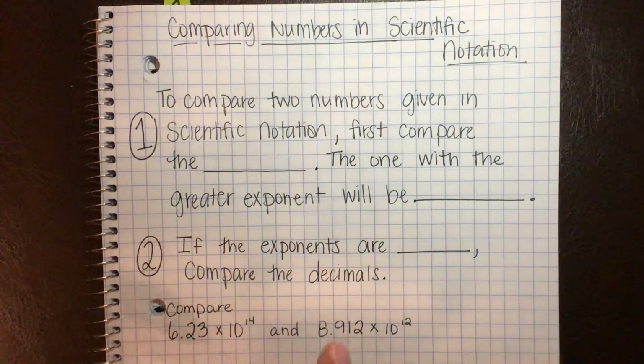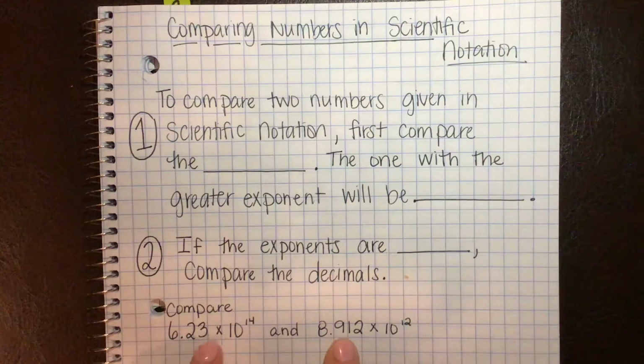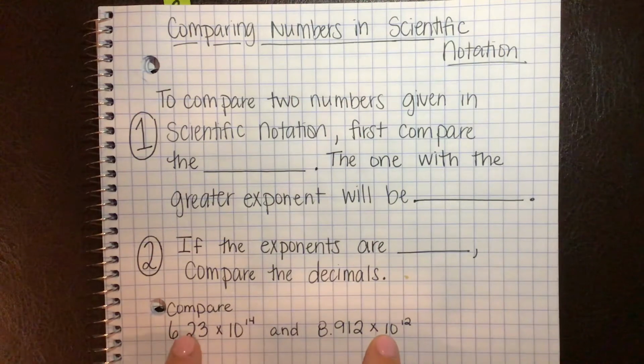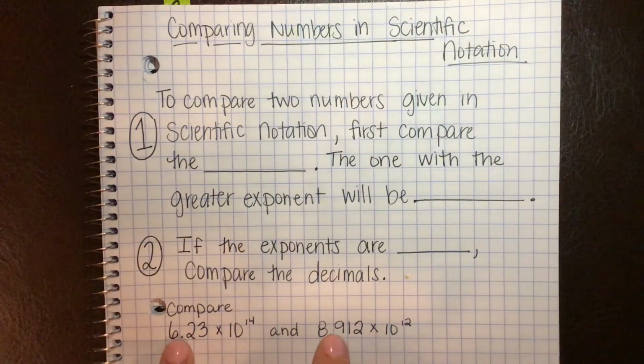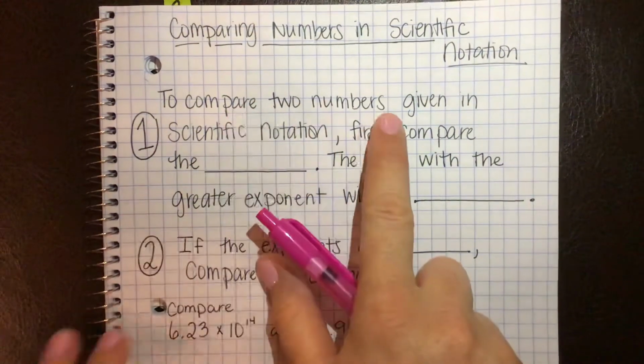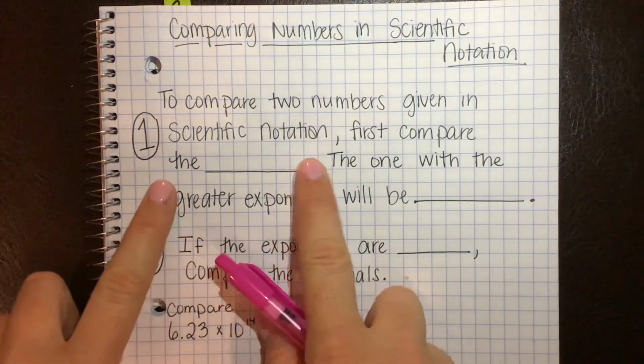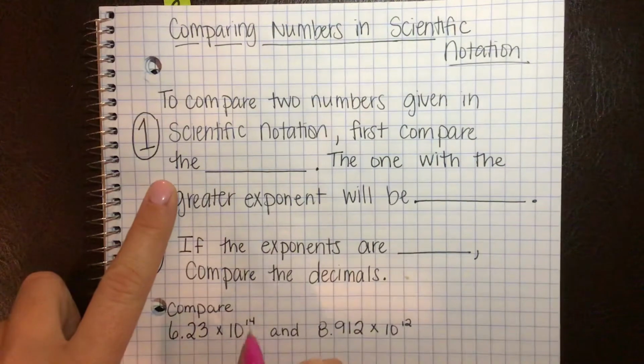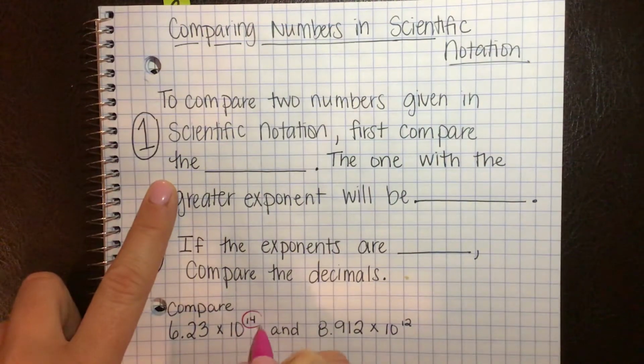So if we were looking at these two numbers, talking about which one was more, like if we were talking about population and you wanted to know which country's population was larger, then you would need to think about these two numbers and just think about the exponents. So to compare two numbers given in scientific notation, first compare the exponents. So you're going to look at the exponents.